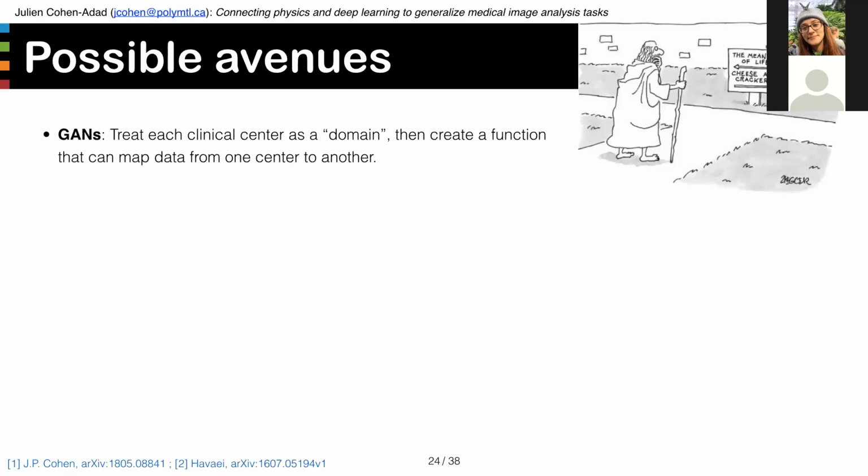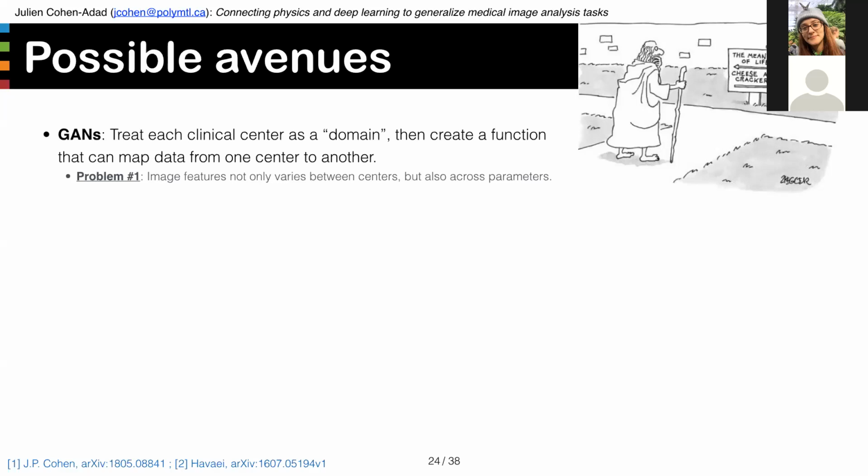So what are the possible avenues? You might have heard about generative adversarial networks, or GANs. They can be used to generate a synthetic domain, and each new domain would then be mapped into the synthetic domain to perform any tasks, such as segmentation, categorization, or so on.